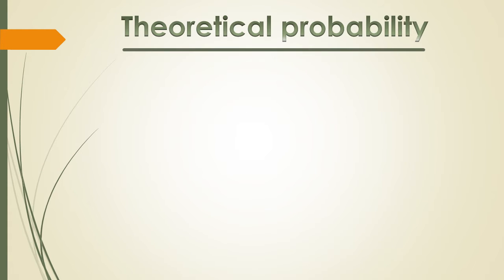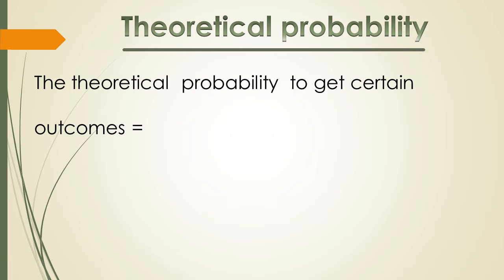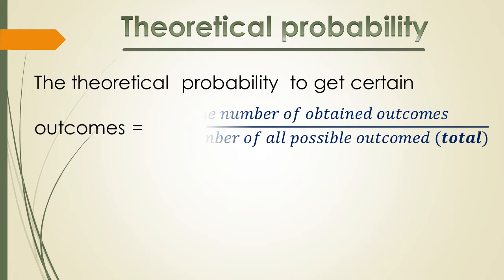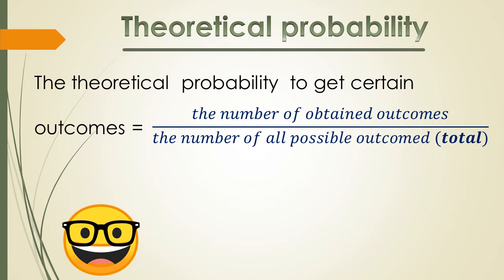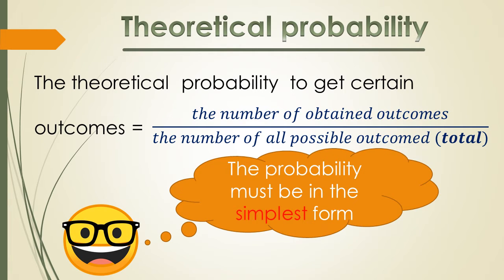Impossible event. An event that cannot possibly happen has a probability of 0. We have the theoretical probability. Here, the theoretical probability to get certain outcomes is the number of obtained outcomes over the number of all possible outcomes, which means the total number. And the probability must be in the simplest form.